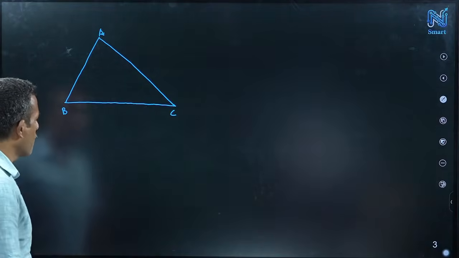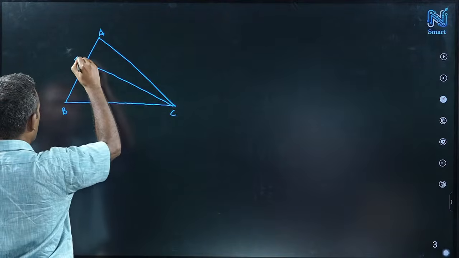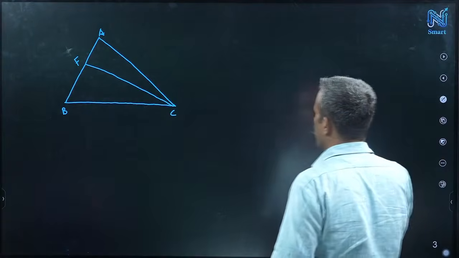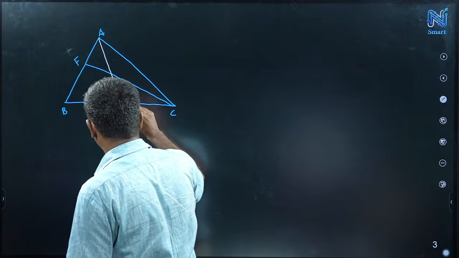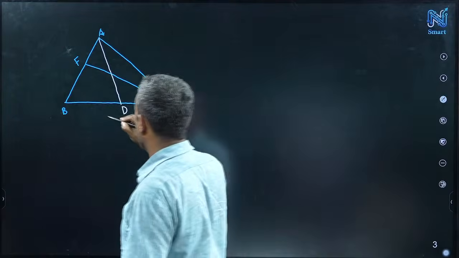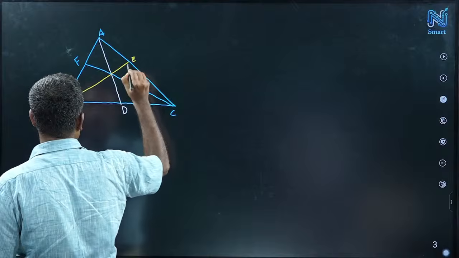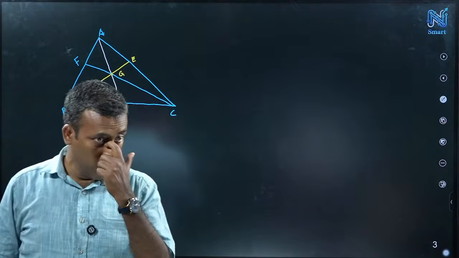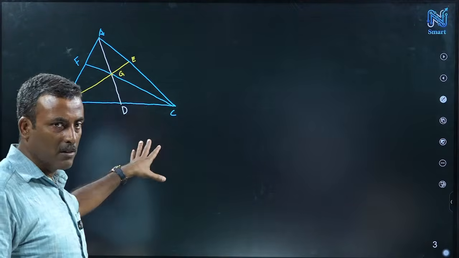Triangle ABC. Now we draw the whole line CF. Then the white part AD, and there is the yellow part BE, and this common point is the point of concurrency G. So AD, BE and CF are concurrent, and concurrent at G.